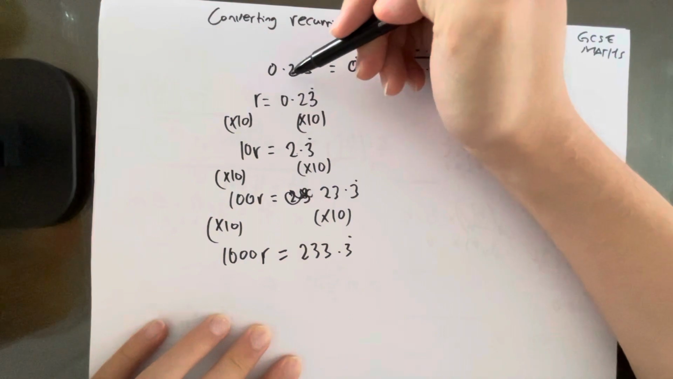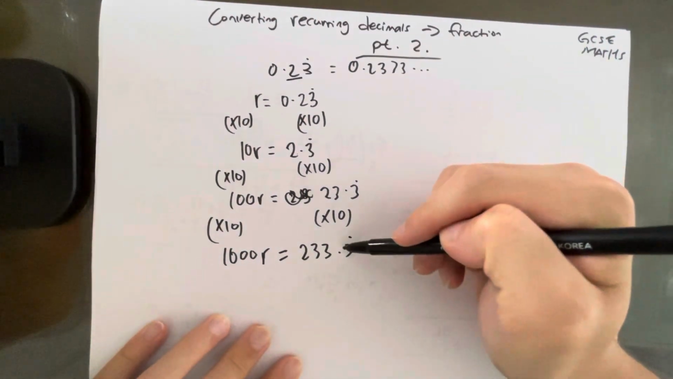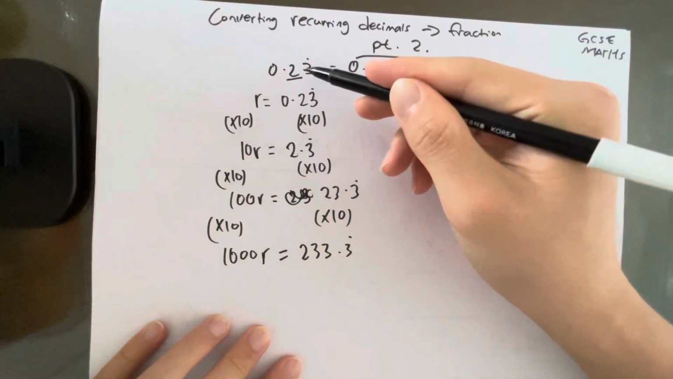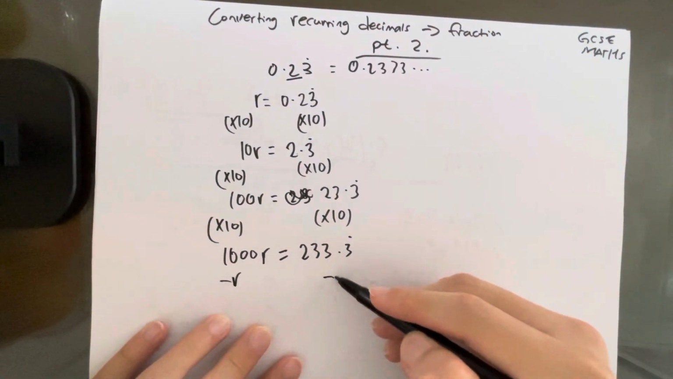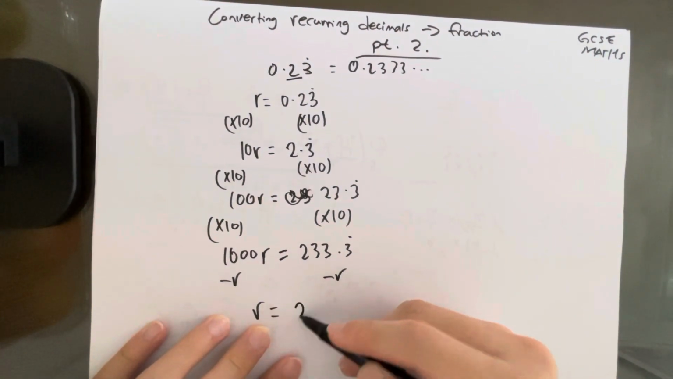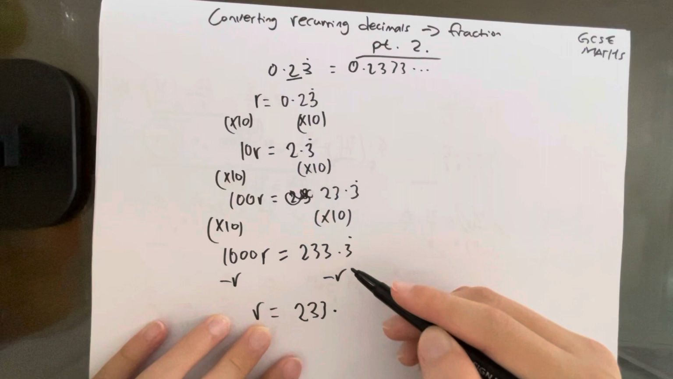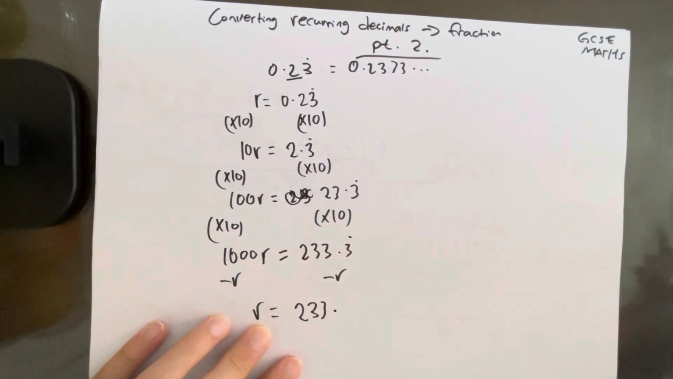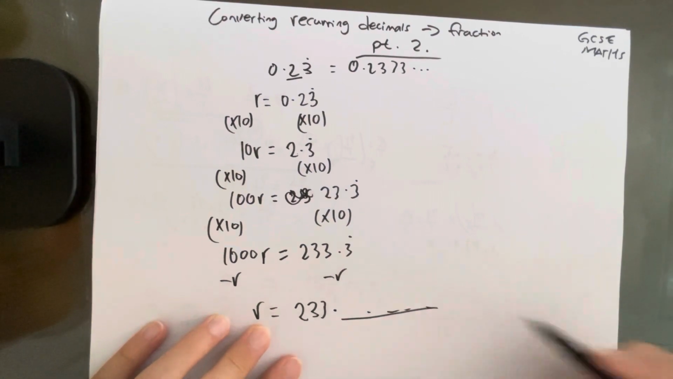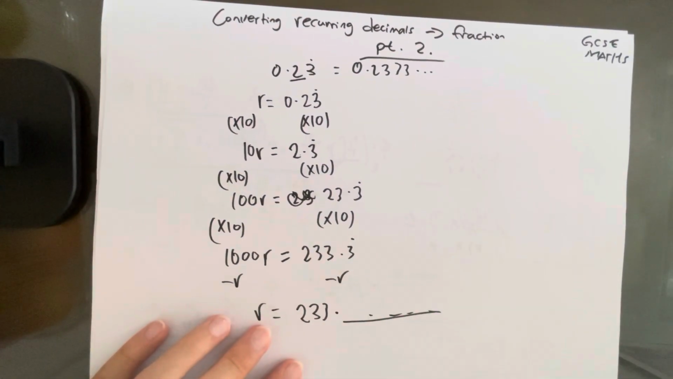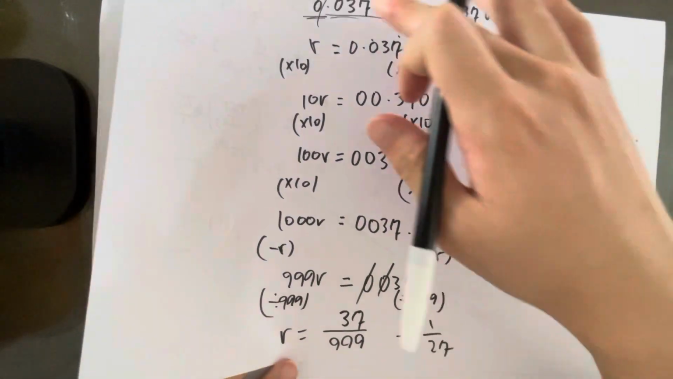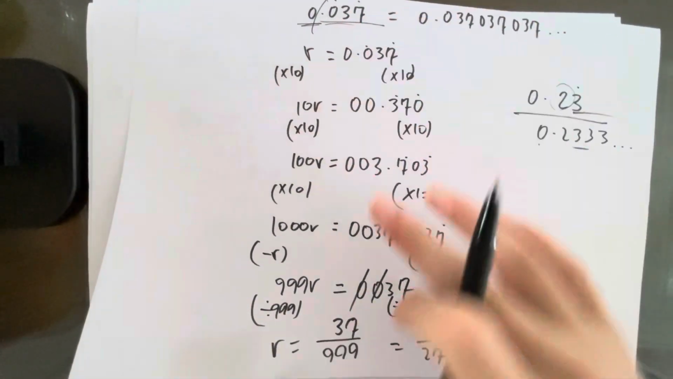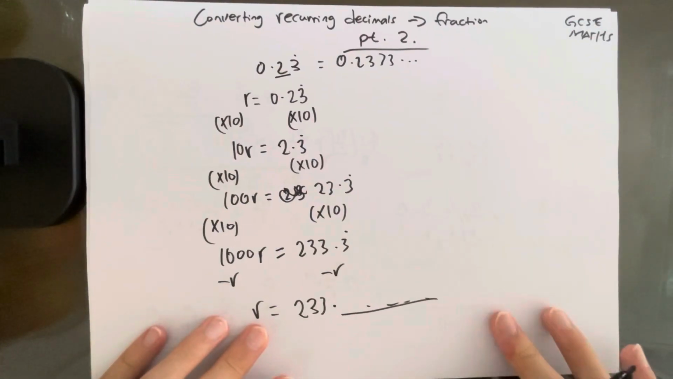But we have an issue. The 2 doesn't recur, so there's no 2, 3 recurring here. When we do minus r on both sides, we're going to get 233 staying the same, but we have a 3 here instead, and we have a 0.23. So it's not going to get rid of all the recurring decimals. It's just going to keep going on and on. So this method that would have worked where all the decimal digits recur wouldn't work for this question.